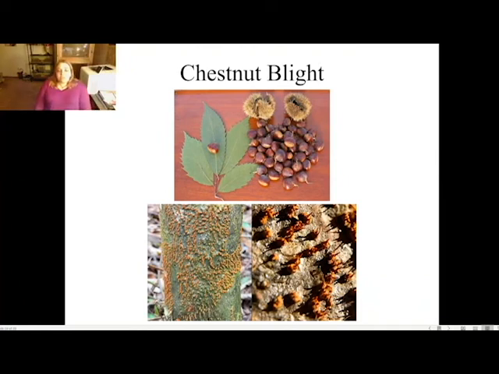But there's some good news. At SUNY ESF, they actually developed a blight-resistant American chestnut, and it is currently in the evaluation process. If it gets approved, the chestnuts can possibly start to be planted elsewhere, and hopefully we can bring them back.